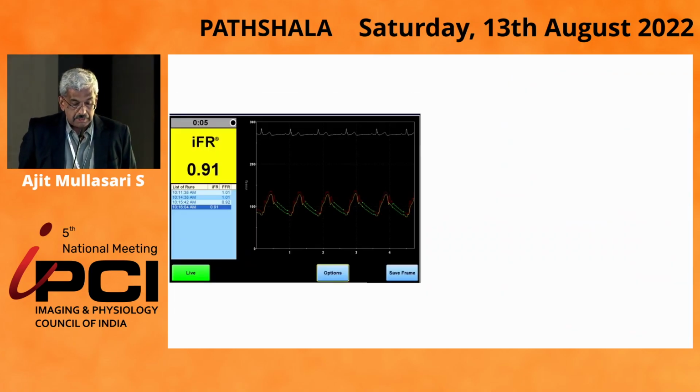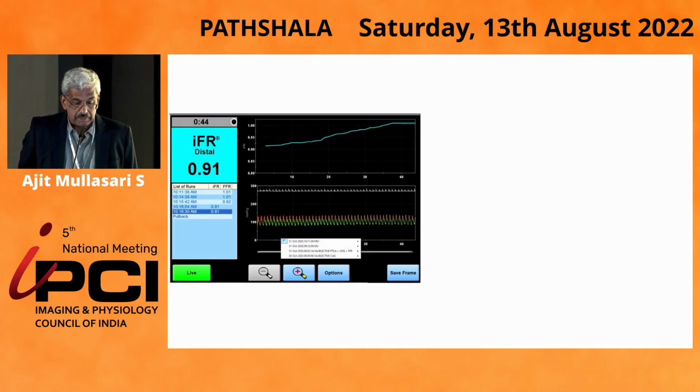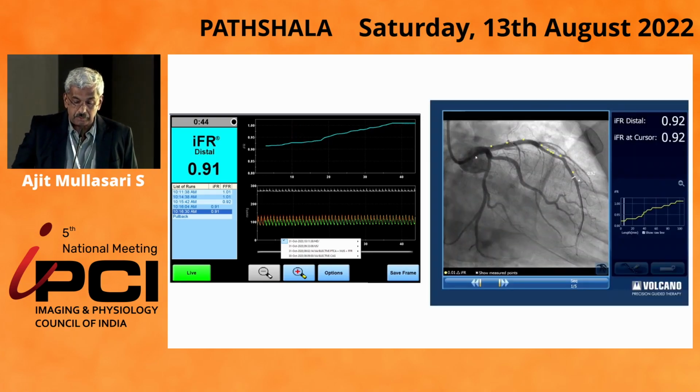And then we did an iFR. This is just to show the culprit lesion. We'll discuss the non-culprit lesion. So you can see the iFR, it's 0.91. It's a gradual step, and you can see that very clearly. You can see it's a gradual step going on. And with the iFR co-registration, you can see the delta points at which it is maximum.